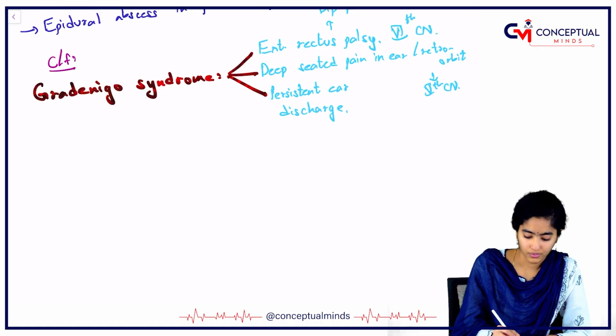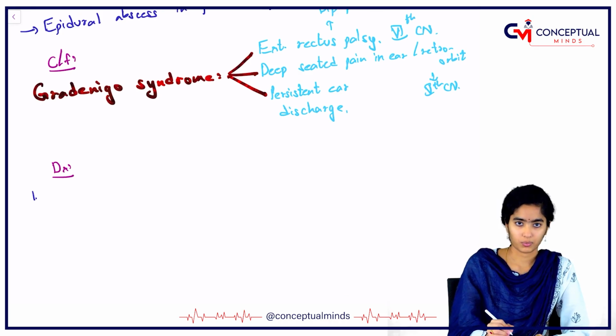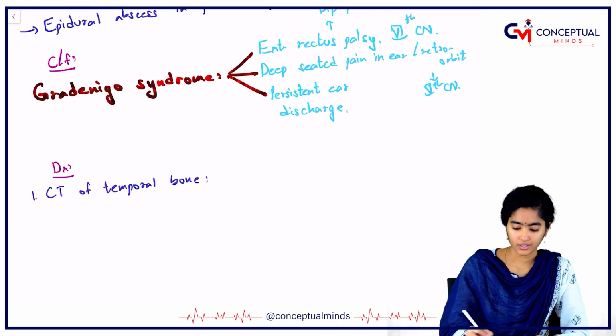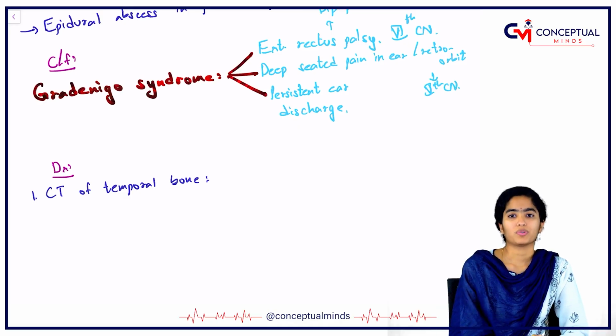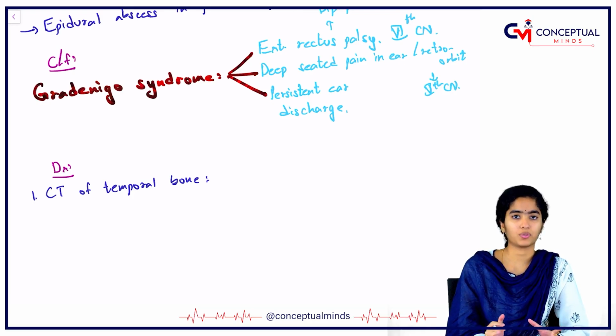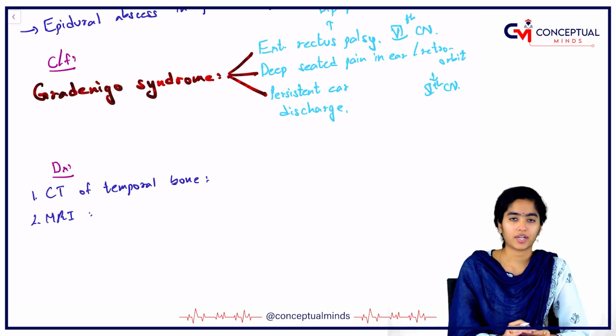By going for radiological investigations. CT and MRI are required. First, we go for a CT scan of temporal bone. And in the CT of temporal bone, you will see that the bony details of the Petrous apex and the air cells, all of them are seen, and you can see the extent of destruction, the extent of the disease process. Next, we go for an MRI.